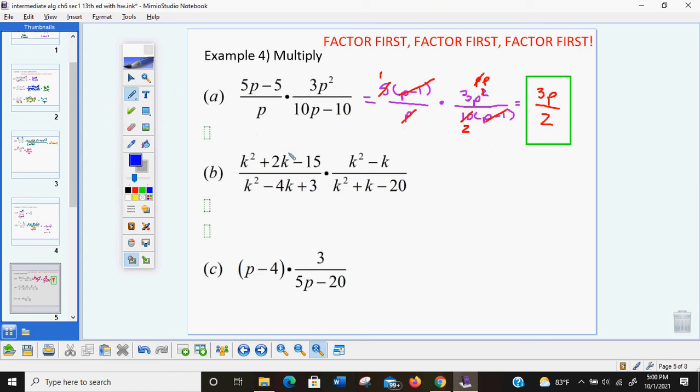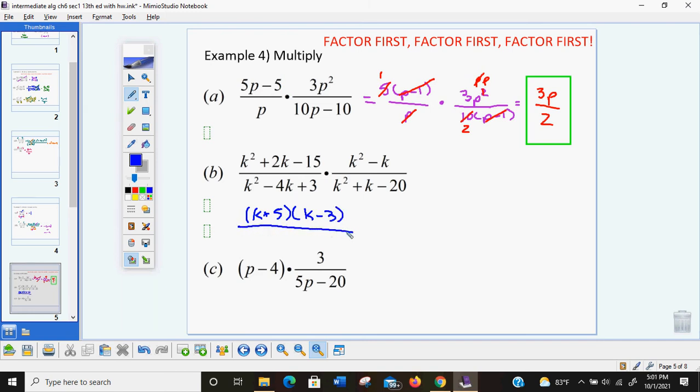Right, on part B, factor first. Let's factor this first. The top, I can factor that into, let's see, k plus 5 times, whoops, I said k and I wrote x. Let me fix that. K plus 5. And on this side, k minus 3. That gives me negative 15 on the end, but a positive 2 in the middle.